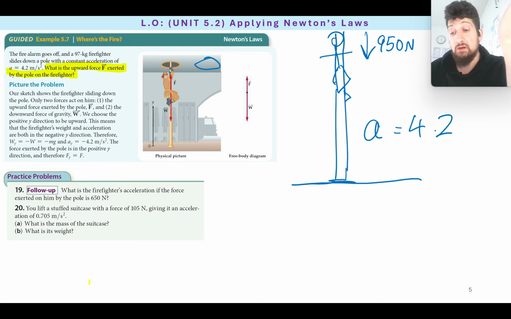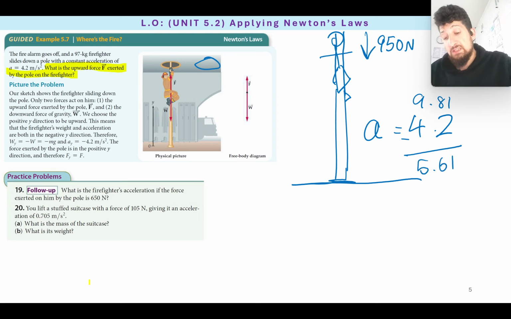So what happened to the rest of the acceleration? The rest of the acceleration is the part being carried by the pole. So that is the slowing down by the pole. So let's see. It's supposed to be 9.81, but it's 4.2 instead. So what do we have to do here? We subtract this from that and find out how much the pole has slowed him down, because essentially the difference is what the pole is holding. So 9.81 minus 4.2, that gives me 5.61. That's the acceleration that the pole is holding. That's the acceleration that the pole is taking.